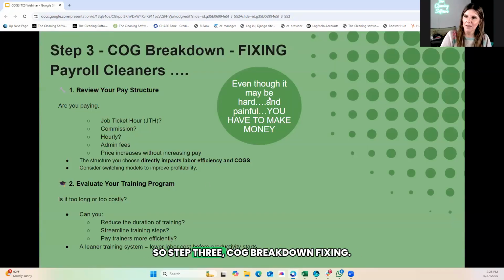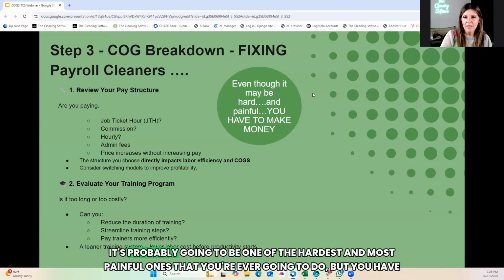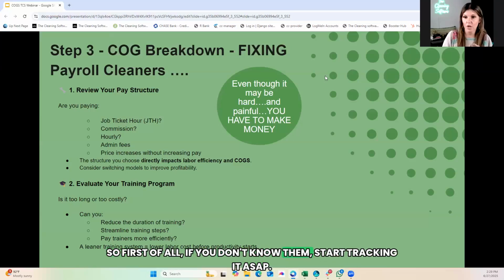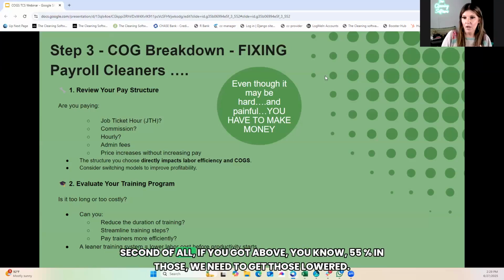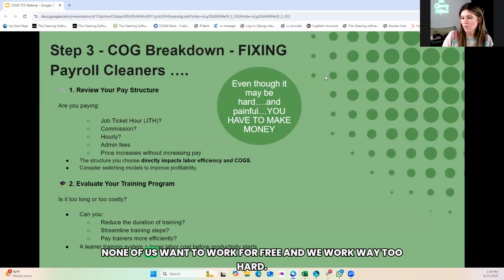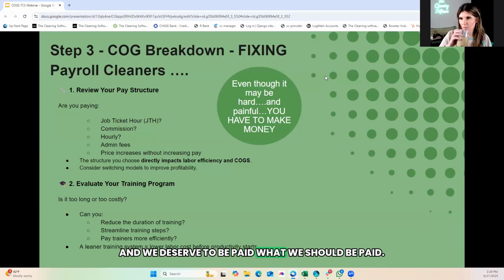So step 3, COGS breakdown and fixing. It's probably going to be one of the hardest and most painful ones that you're ever going to do, but you have to conquer it or you're just working for free and you're not making any money. So first of all, if you don't know them, start tracking it ASAP. Second of all, if you're above 55% in those, we need to get those lowered, and we need to get you making more money, because what is the point? None of us want to work for free, and we work way too hard and we deserve to be paid what we should be paid.